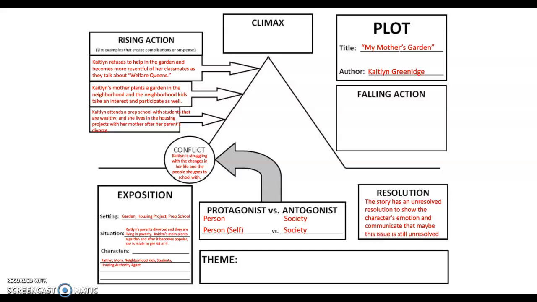So then the climax moment, I hope that you wrote down, was when the agent from the housing authority comes to tell Caitlin's mom that she cannot have the garden, like it's against the rules. So I'm going to let you pause the video now and write down everything in the rising action and everything in the climax. Go.